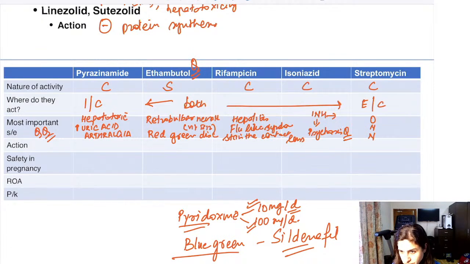Right. Yes, it can lead to sideroblastic anemia. Very good, Kishore. Yes, it can also lead to sideroblastic anemia. That is another important thing for INH to know. ठीक है. अब इनमें से हमने कर लिया.